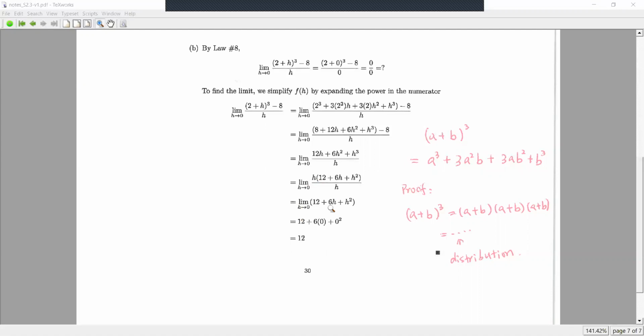Now, for this limit, we can use direct substitution again. Plug in 0 in h, then we get this limit is this number. This number is 12. So 12 is the value of this limit.